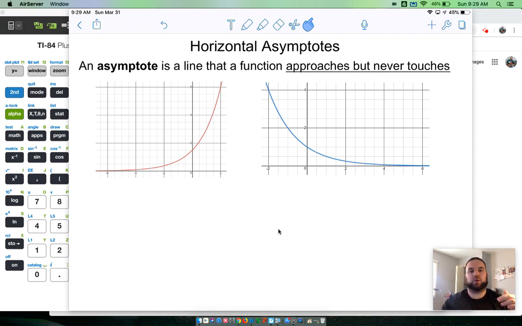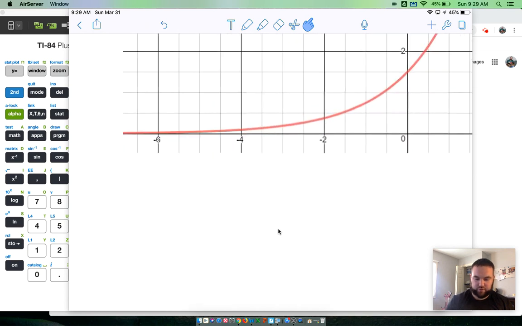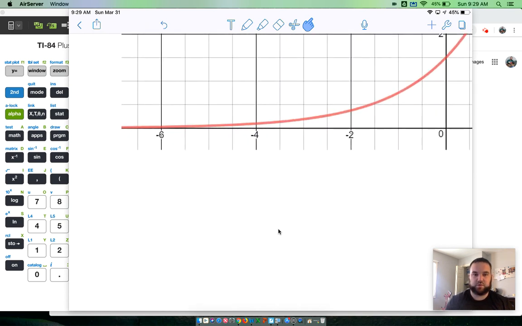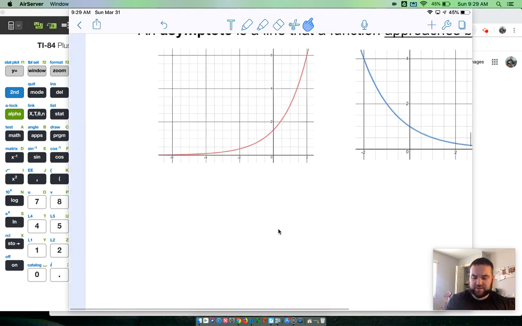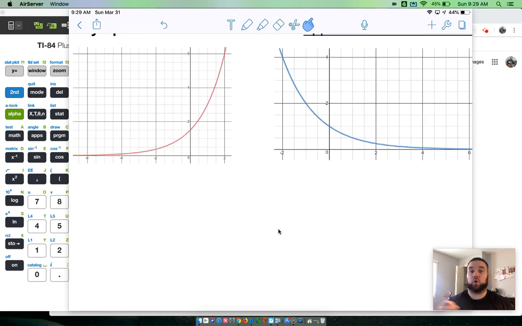Simply stated, an asymptote is a line that a function gets really, really close to, but never actually crosses or touches. Both of these graphs, I made on Desmos. If you were to zoom in and zoom in and zoom in, there's always a little bit of separation between the exponential function and that x-axis. And that's the same whether it's growth or decay.